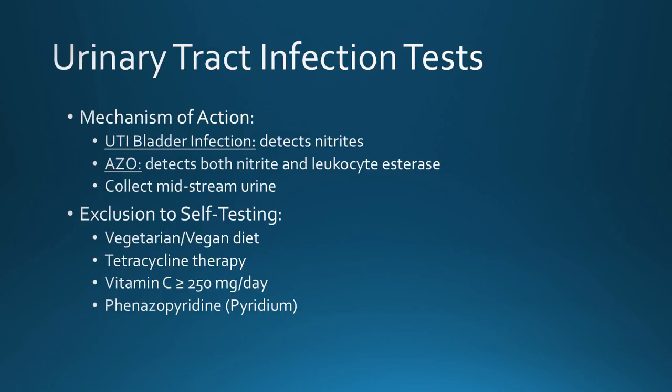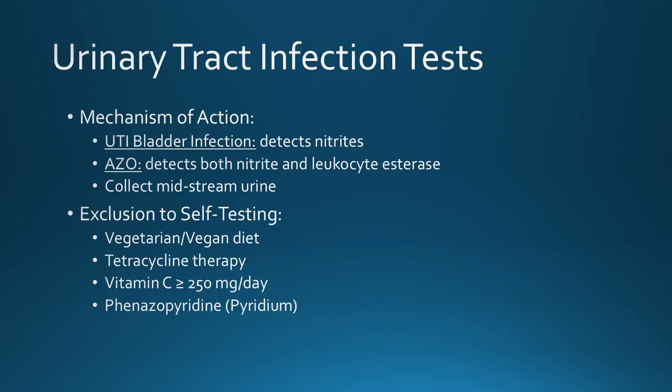The mechanism of action is that they're detecting nitrites and leukocyte esterase, which are common markers in the urine of when there's a bacterial infection. A key counseling point for patients is they should collect midstream urine so that they sort of clean out any outside bacteria that may be present but isn't actually causing the urinary tract infection.